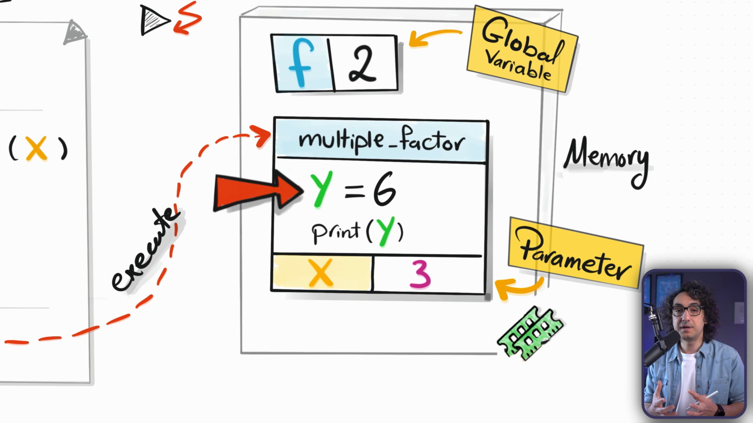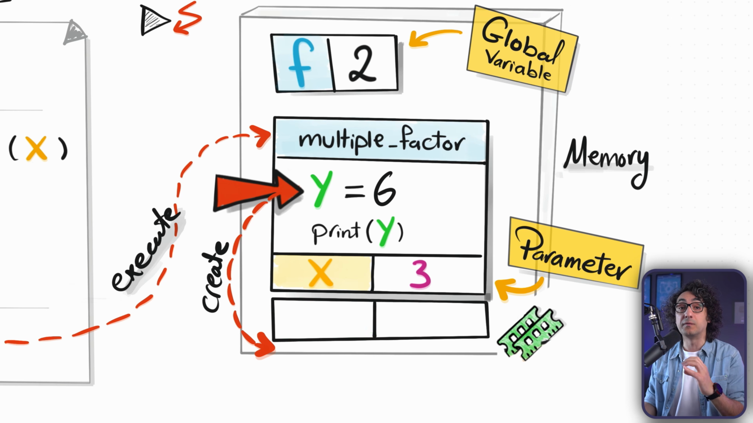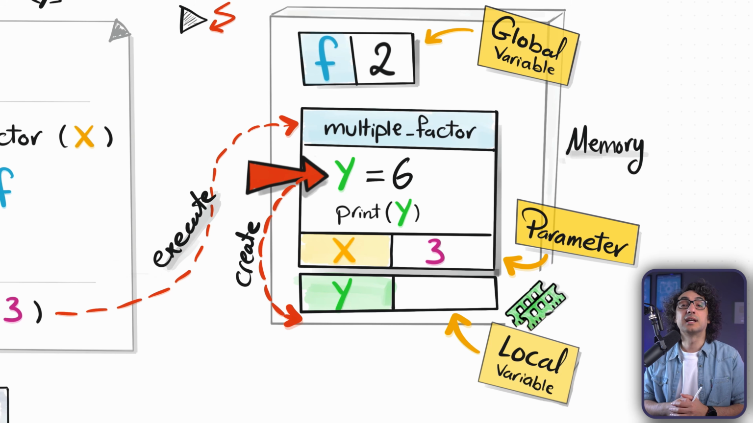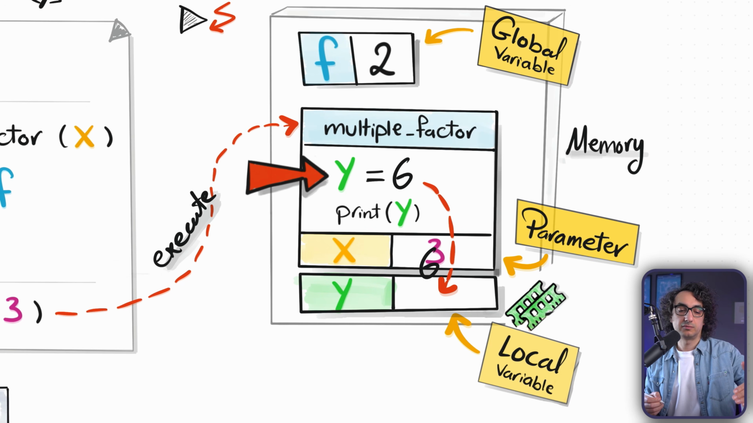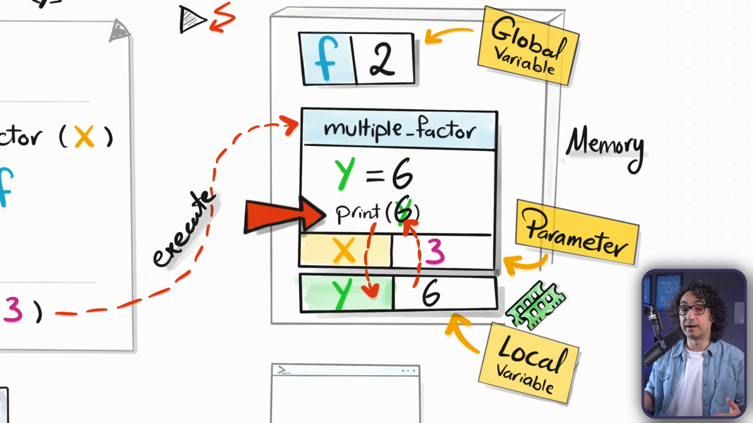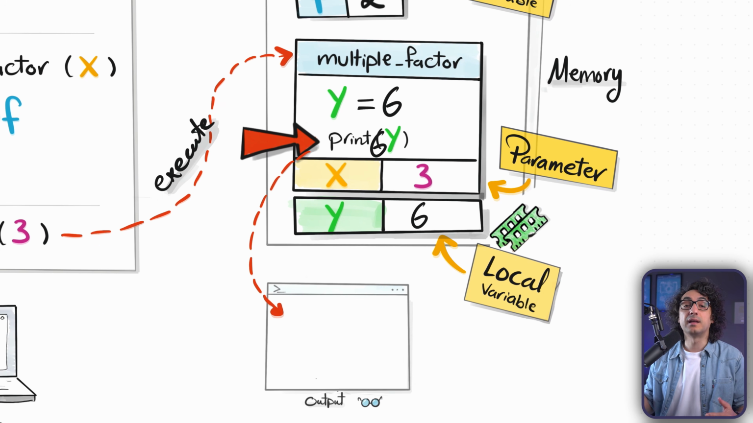So with that we have the 3 and the 2, it's going to multiply them, and now Python has y is equal to 6, and only at this moment Python is going to create a new variable called y, but this variable is a local one, and it's going to assign it the value 6. So with that done, it's going to go to the next step where it's going to print the y. So it's going to access the local variable, take its value and print it in the output.